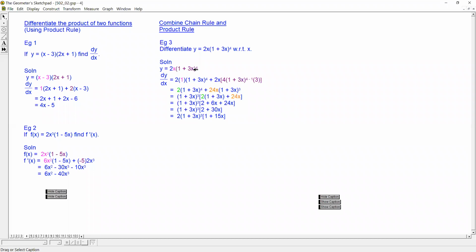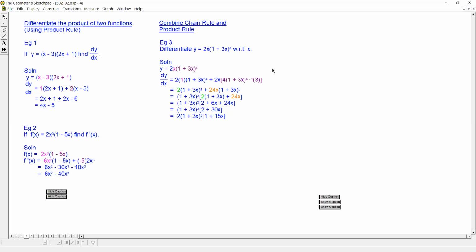Now this bracket is a composite function. So when I differentiate the bracket, I have to differentiate using the what rule? Chain rule. Using the chain rule. So chain rule means you have to differentiate 2 times. The 4 you bring in front. Then this bracket you copy down, 1 plus 3x. Then the 4 reduced by 1. Then differentiate what is inside the bracket. 1 plus 3x become 3.